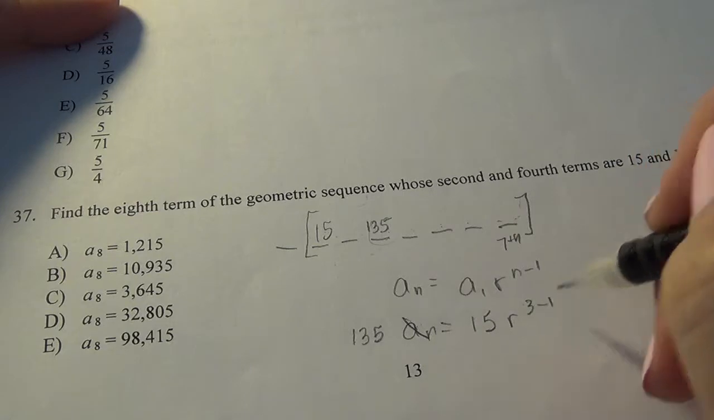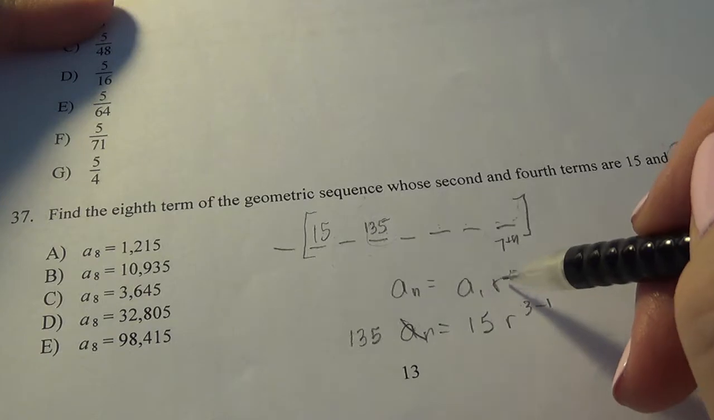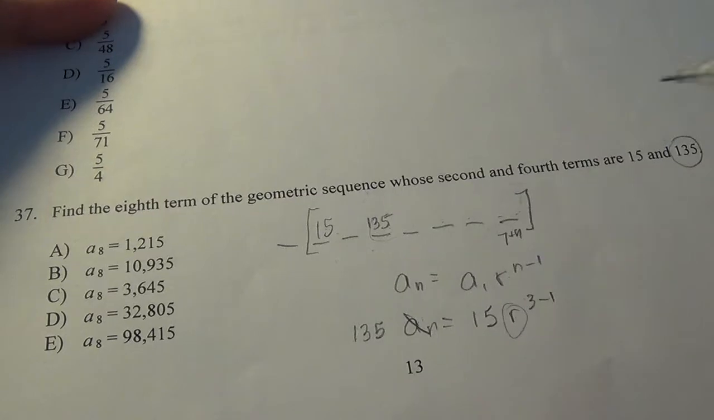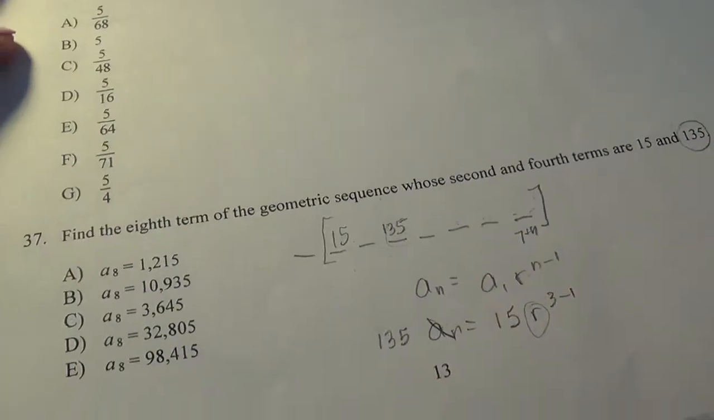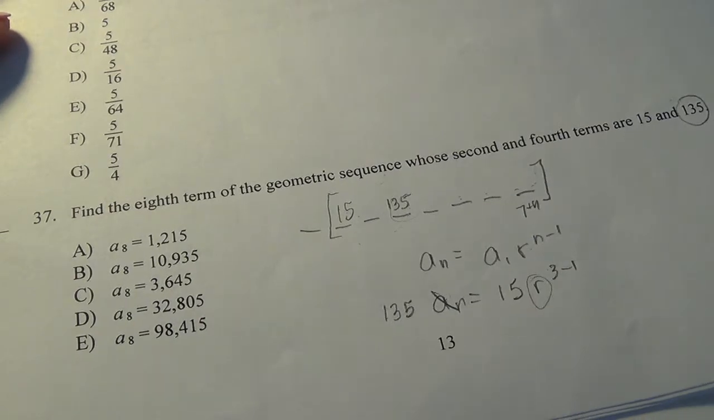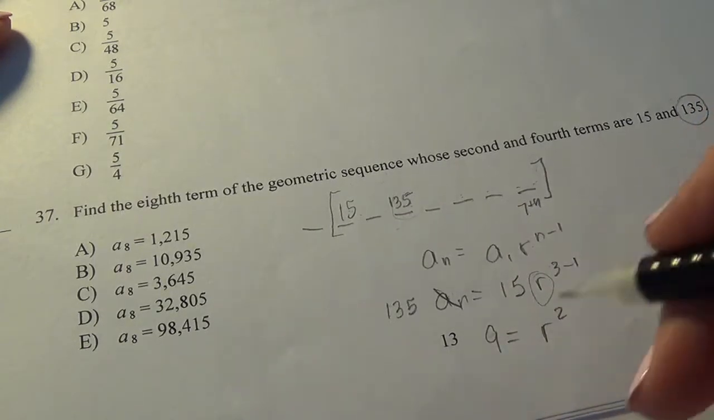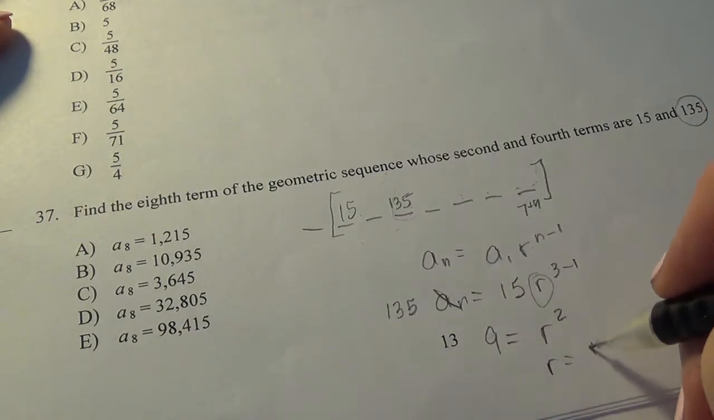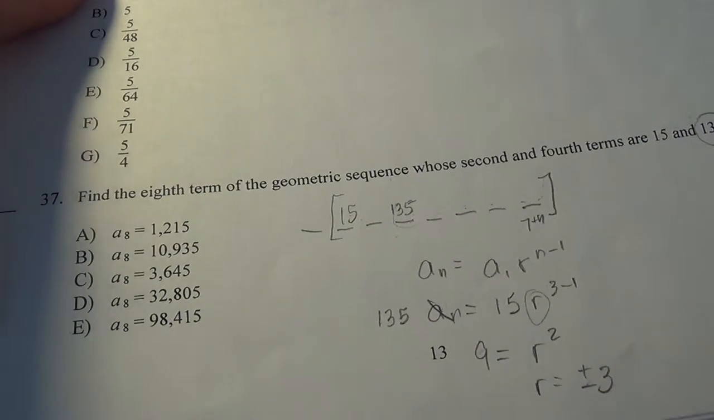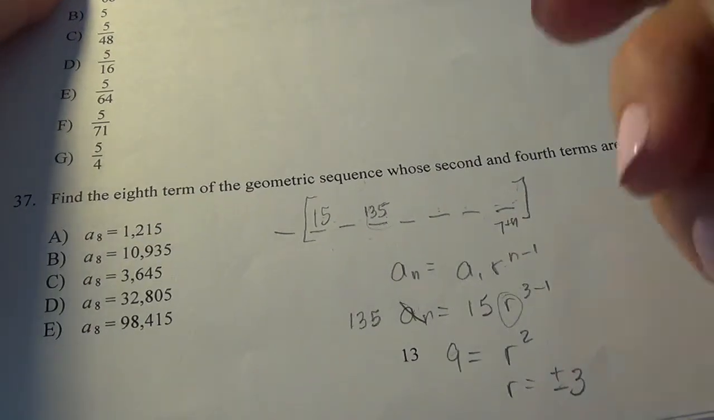135 equals 15 r to, this again is the third term inside of here. So 3 minus 1. So do you see how I gathered information about this term and fed it into the formula for my inside series in order to find r? So let's hope that works out. Divide 135 by 15, and that gives me 9 equals r squared. So r must equal plus 3 or minus 3. So we have 2 results from that operation. So let's see which one it will be.